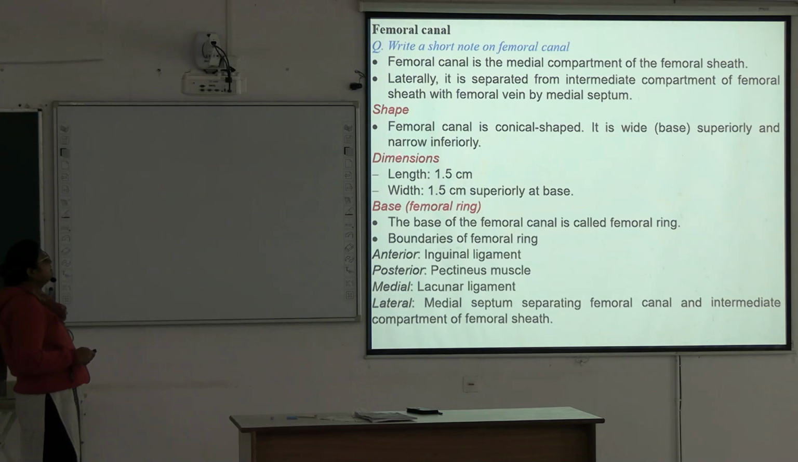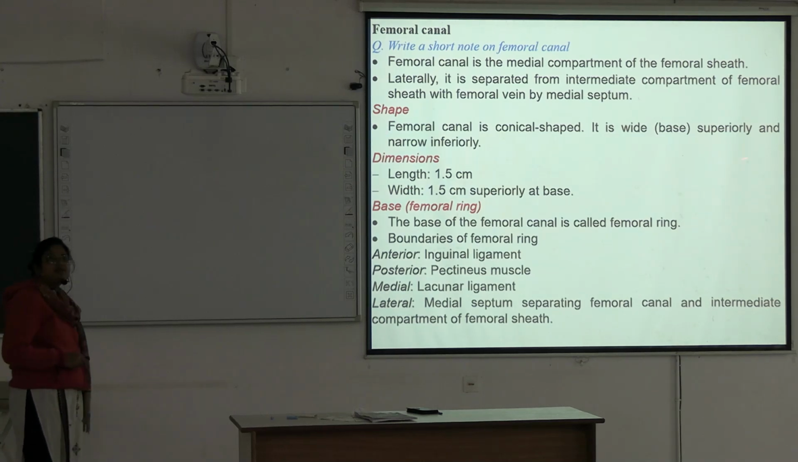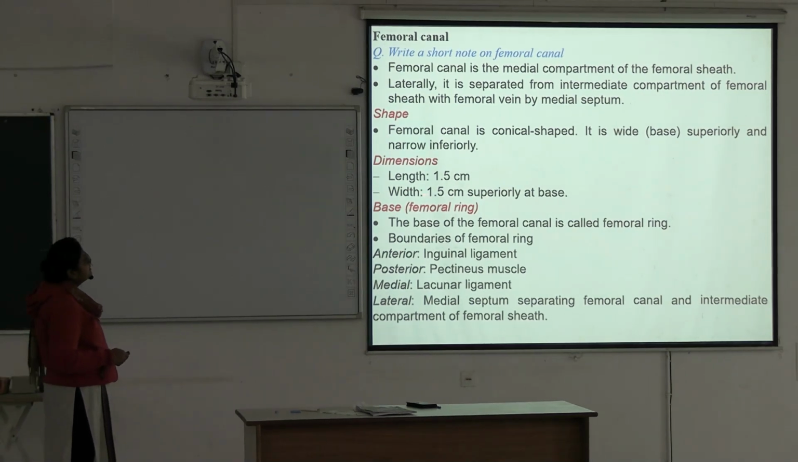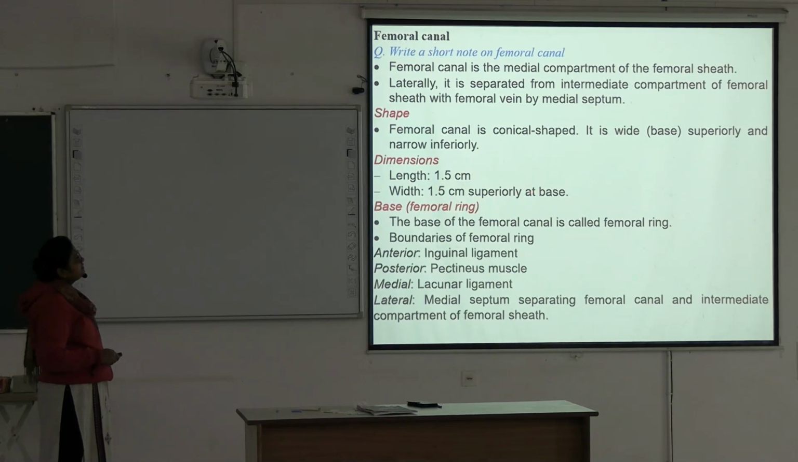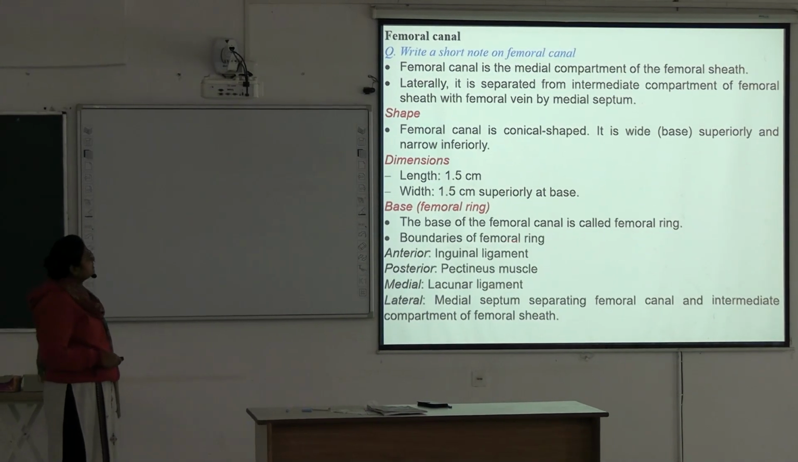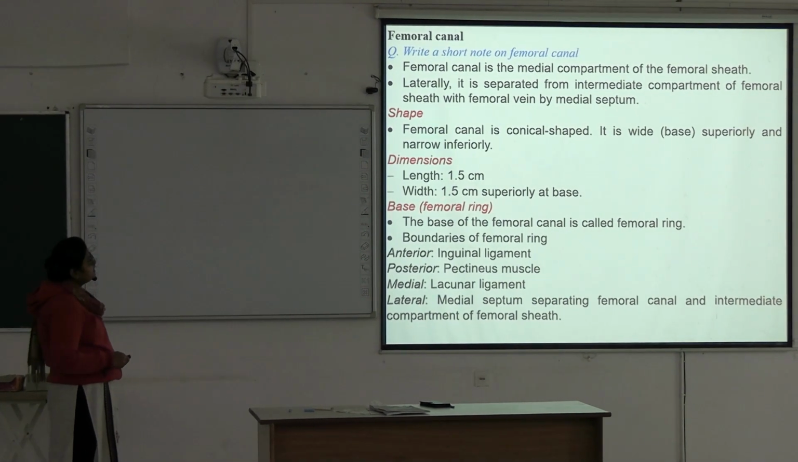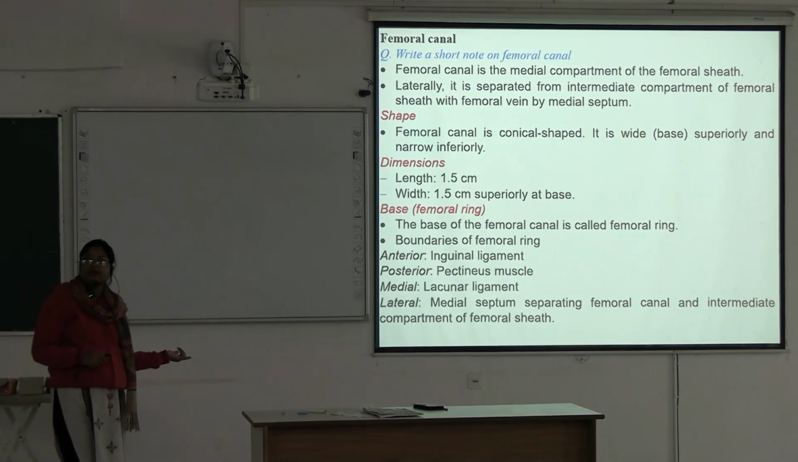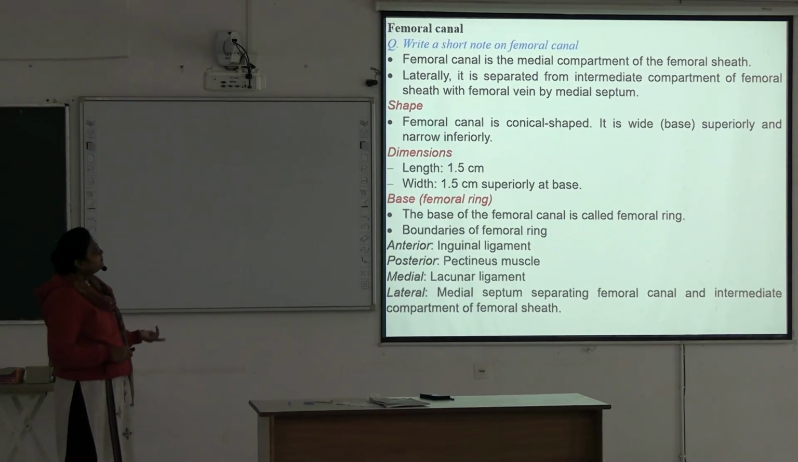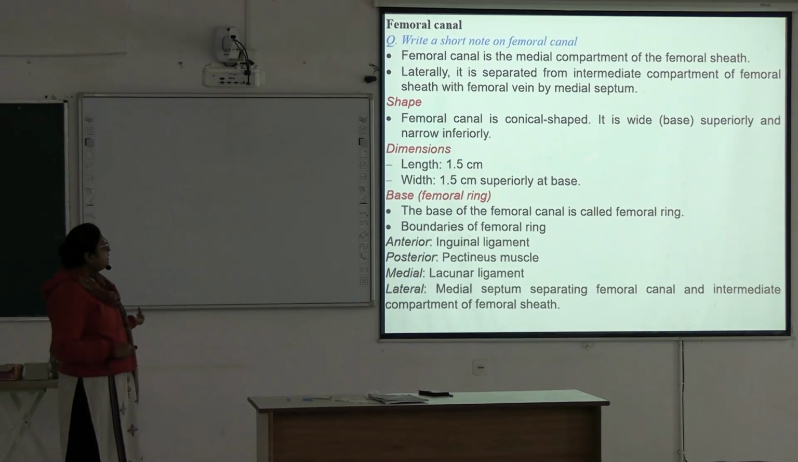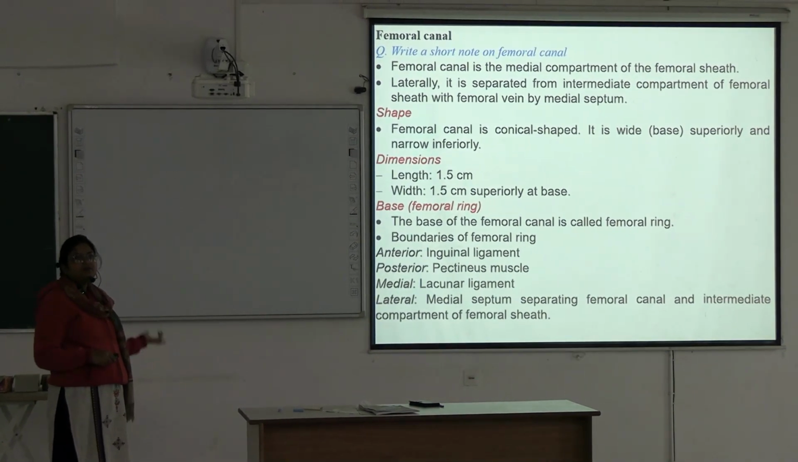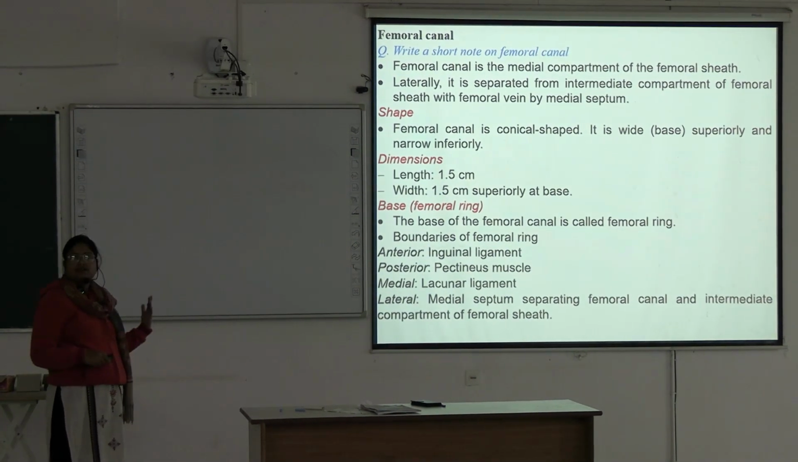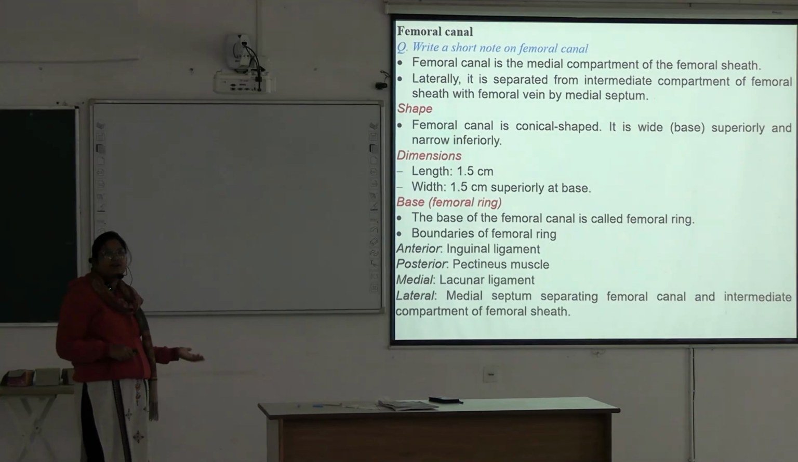What is the dimension? Length is about 1.5 centimeter, width is about 1.5 centimeter superiorly at the base. The base is also known as the femoral ring. These terms are important and very frequently asked in your viva. Where the femoral canal is located, what is the femoral ring, the content of the femoral canal, all those are asked in your viva or OSPE question.